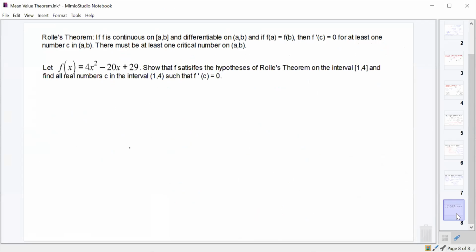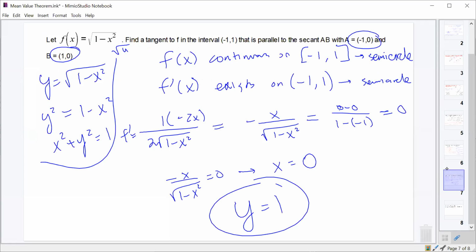So Rolle's theorem has the same starting hypotheses as the mean value theorem: the function must be continuous on the closed interval and differentiable on the open interval. But it also says f of a equals f of b. So if f of a equals f of b, like for example on the one we just did, didn't f of a equal f of b? They both equaled 0, right? F of a equals f of b. What is that going to tell you?